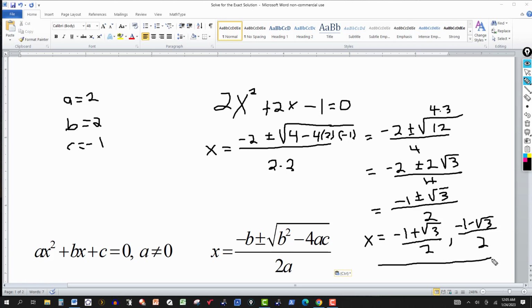Now if it asks you to approximate the solutions to, say, 2 or 3 decimal places, then you could use your calculator to compute this out and round. But since it wants the exact answer, or the exact solution, this is what we give.